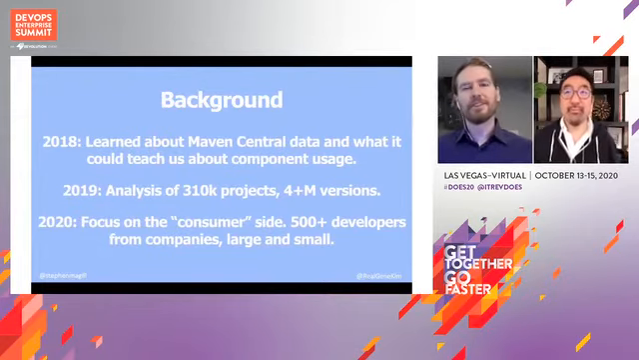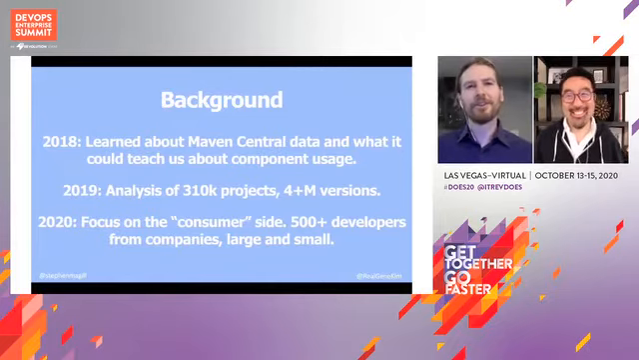So as Gene said, this all started 2 years ago when we learned about this data, learned about what you could learn from looking at Maven Central data, looking at the Maven ecosystem. And that really led us to do this deep dive on update and security practices. And that turned into chapter 3 of the 2019 State of the Software Supply Chain report.